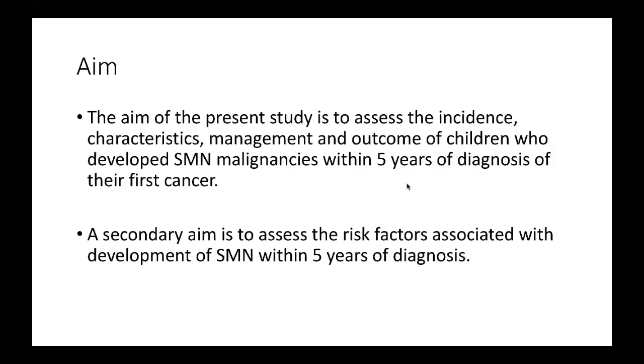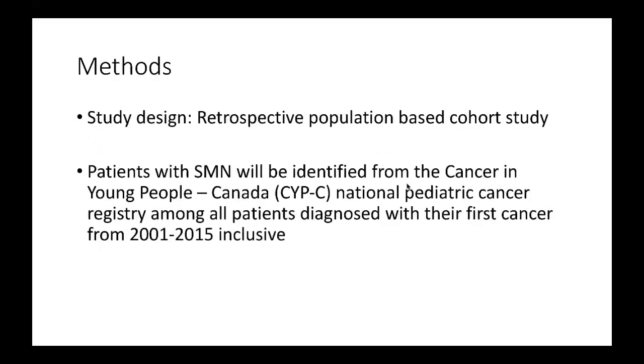The secondary aim of this project was to assess the risk factors associated with development of SMN within 5 years of diagnosis. So we really wanted to explore different methods of modeling. We haven't decided how exactly we're going to do this. We have a rough idea, but once we have first pass data, we will get into the details of modeling a little bit more.